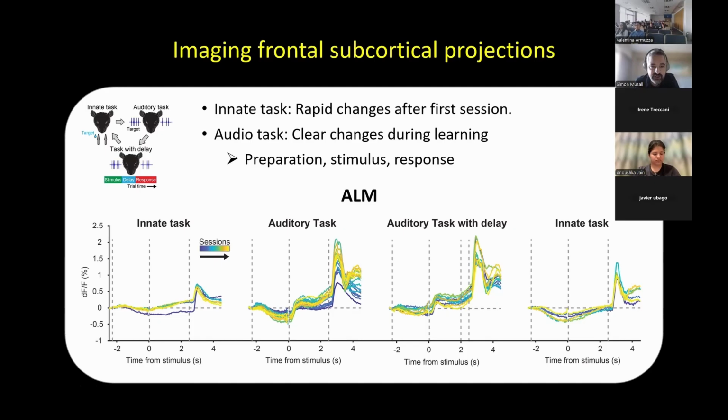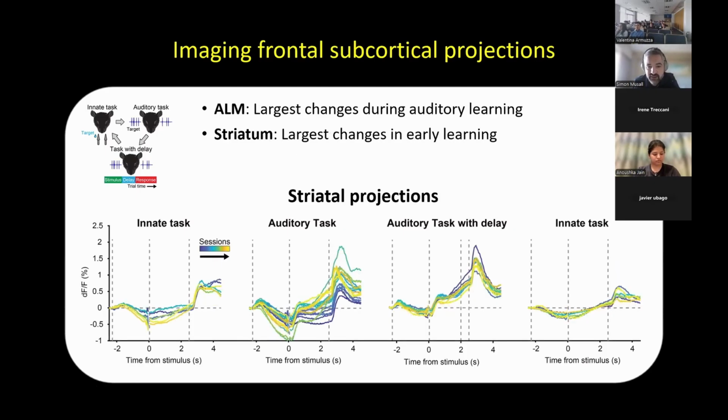However, as I mentioned before, the actual appeal of the photometry is to look at what happens with the axonal projections. And this is an example now from recordings of the axonal projections from that frontal area in the striatum, right? One thing that you see pretty quickly is that even in the innate task, there's much more variability in the activity across sessions in the striatal projections. You can see how these different lines cover more ground. So there's more evolution. In this case, we even see that negative component evolving here.